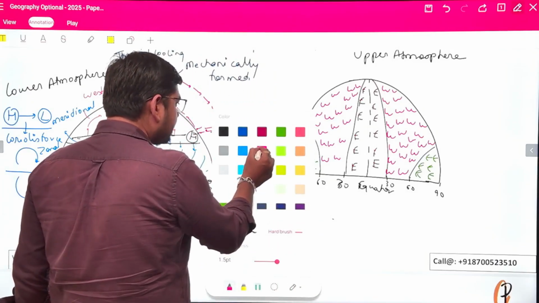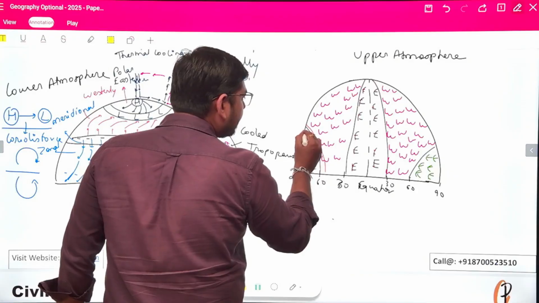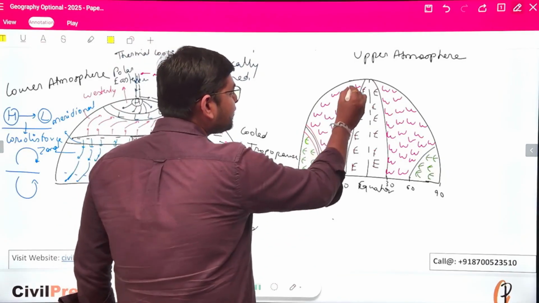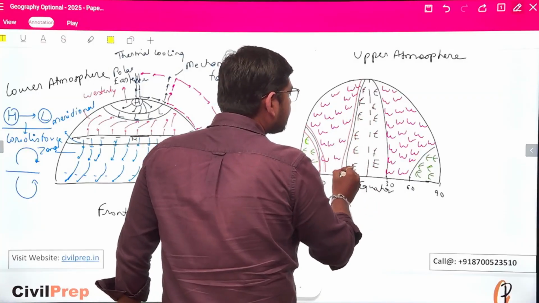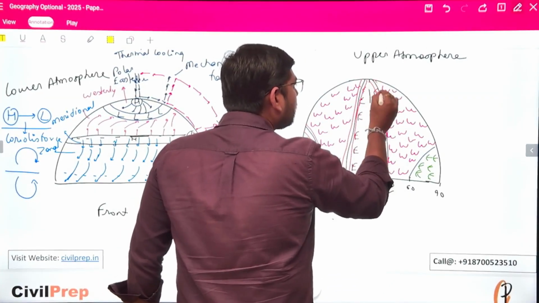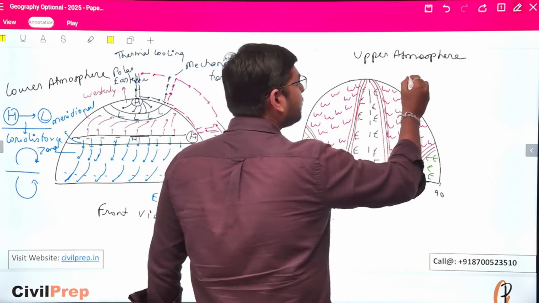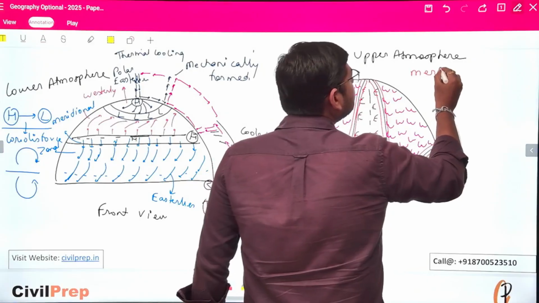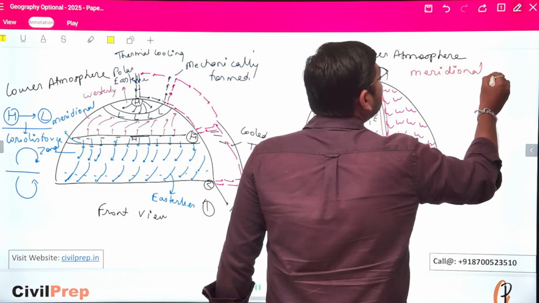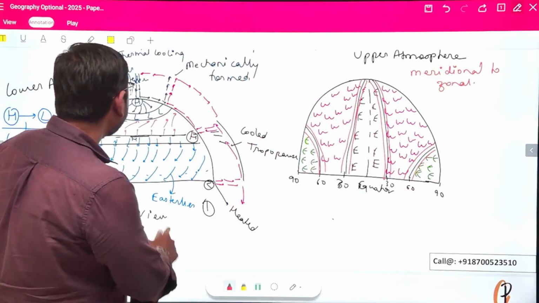So between these zones, this particular zone here we will say is a transitional zone. There is a transitional zone in all the regions where the component of the Coriolis force is applied and the direction of the wind is changing from meridional to zonal. Okay, it is changing from meridional to zonal.